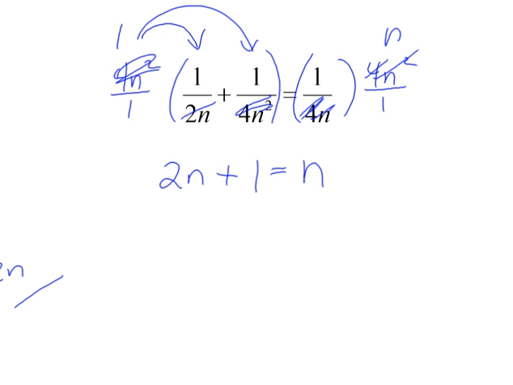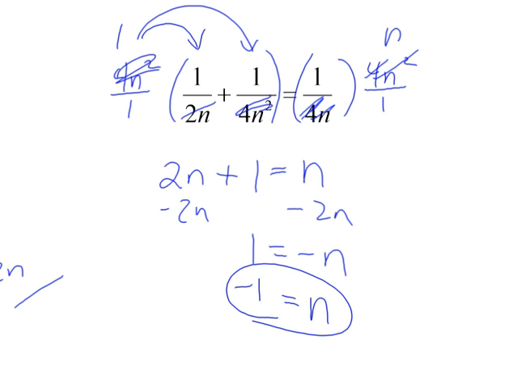It's a linear equation just like the last one. We just get our n's to one side. Minus 2n. 1 is equal to negative n. So n is equal to negative 1. So find the common denominator, multiply by the common denominator.